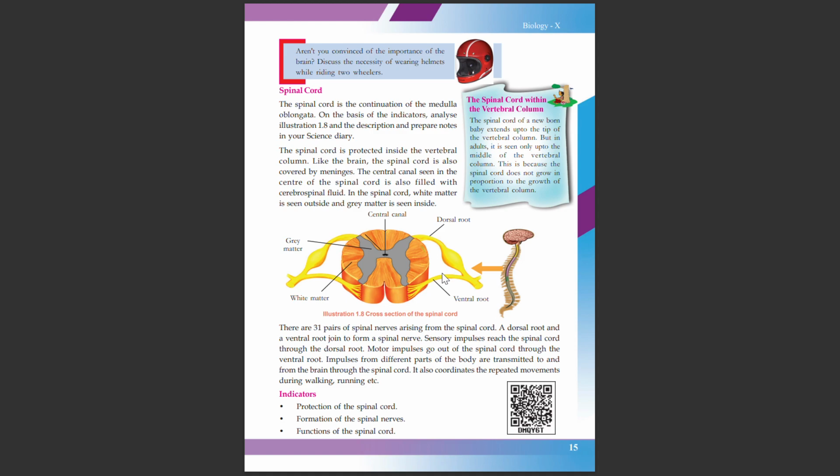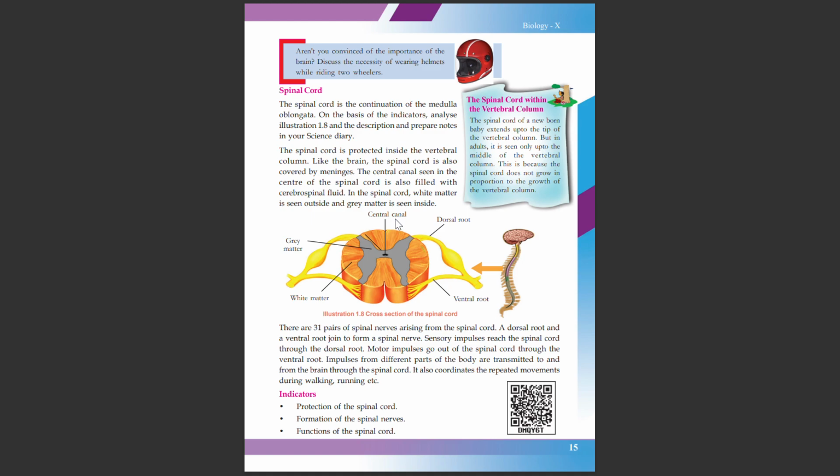So the spinal cord is protected inside the vertebral column. You all know that, right? Like the brain, the spinal cord is also covered by meninges. The brain has meninges, which are three-layered. The central canal seen in the center of the spinal cord is also filled with cerebrospinal fluid.